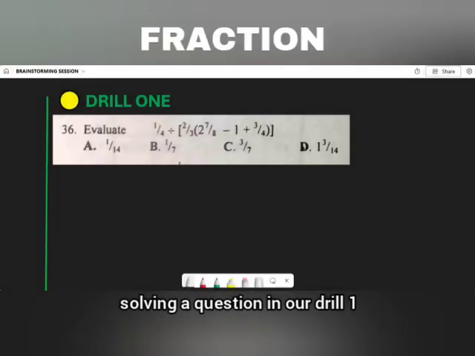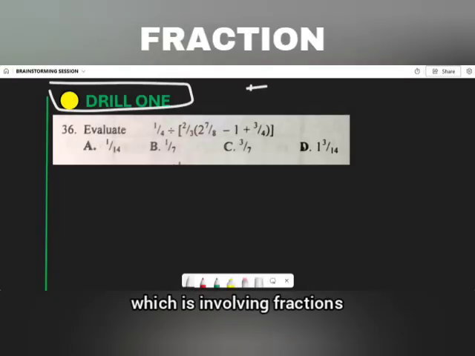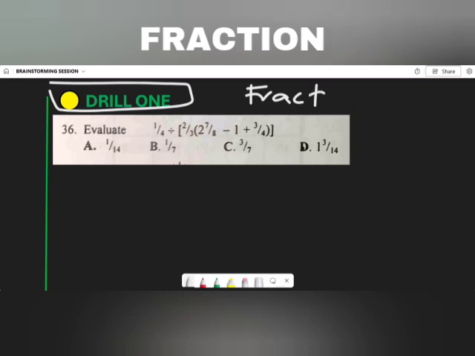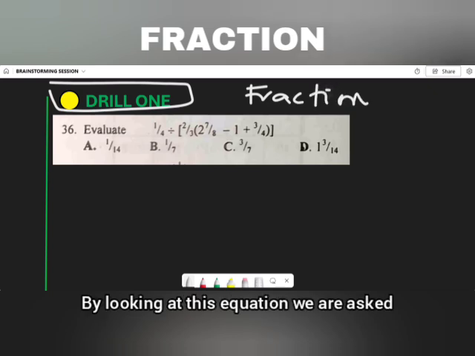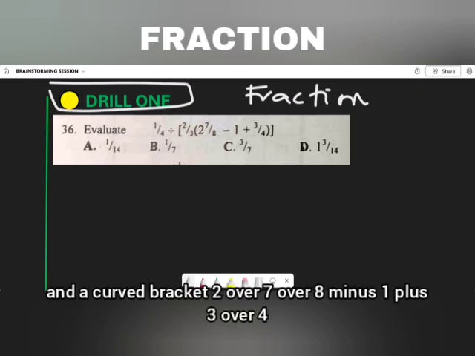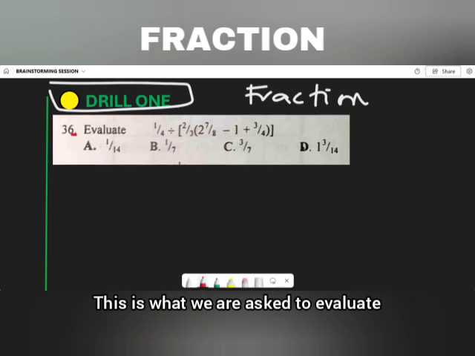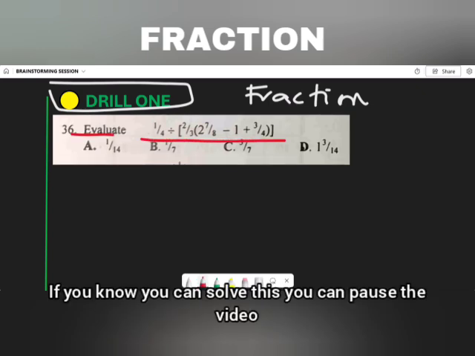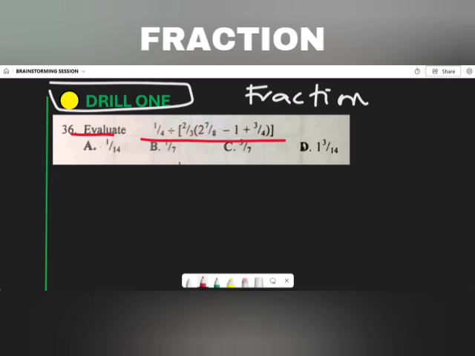Solving a question in Algebra 1 which is involving fractions. Looking at this question, we have to evaluate 1 over 4 divided by a square bracket 2 over 3 and now a curved bracket 2 and 7 over 8 minus 1 plus 3 over 4. This is what we have to evaluate. If you know you can solve this, you can pause the video and look at your answer when you have gotten it. Now let's solve it.